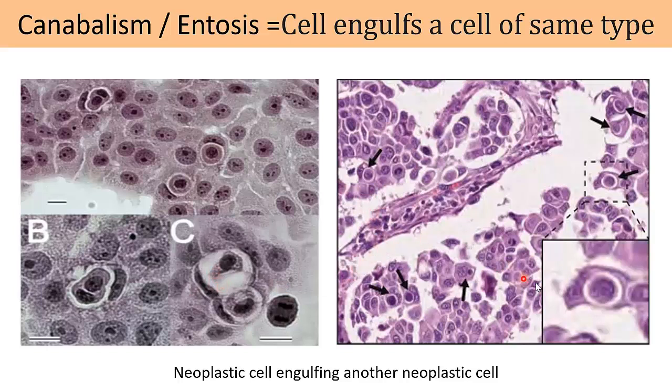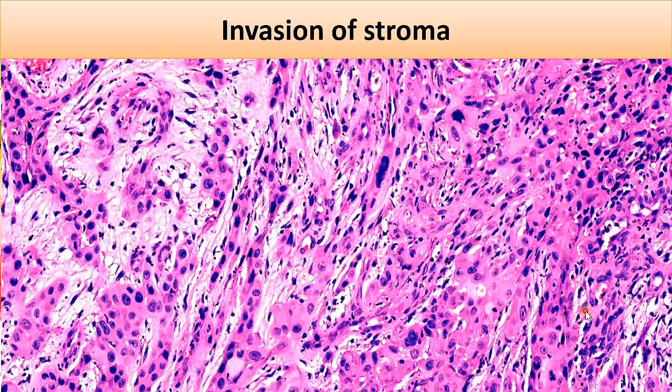Another example, here we can see very clearly this is a malignant nucleus and this is a phagocytosed cell. So cannibalism is engulfing of the neoplastic cell by another neoplastic cell. So this is a sign of malignancy. Then we will be reading the term invasion of the stroma.